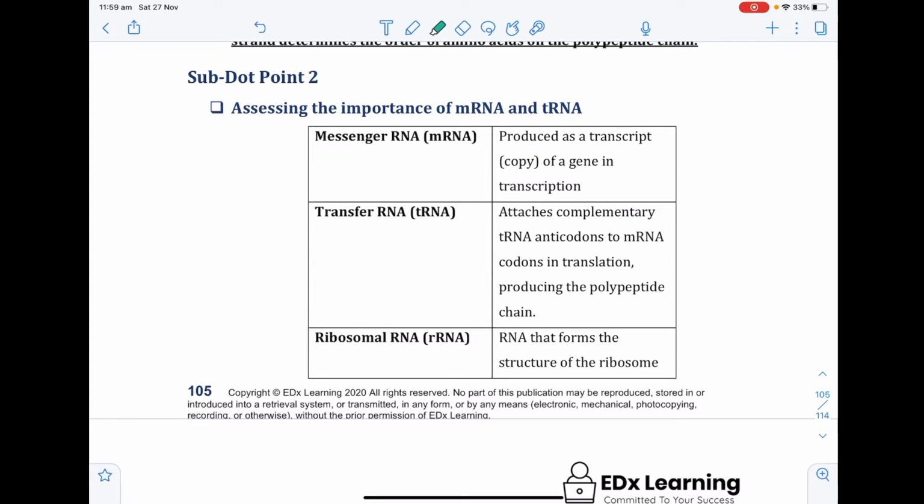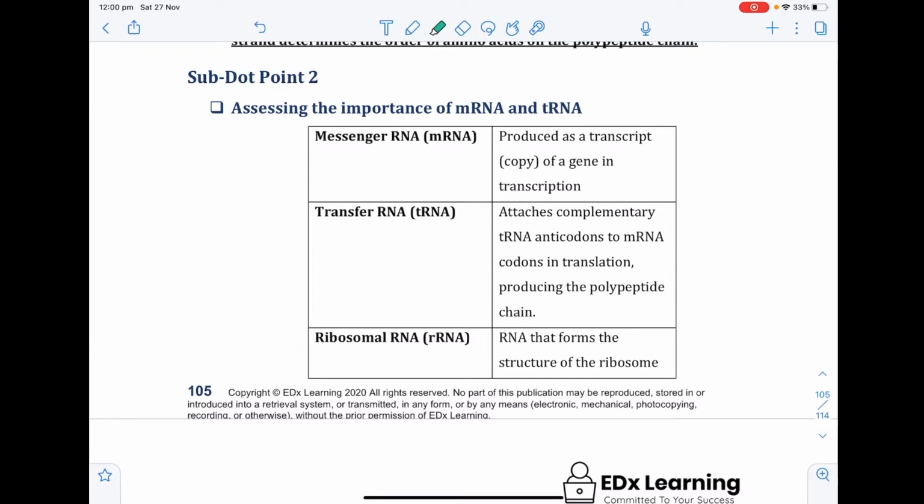Does that make sense? It's like a car with no fuel, right? You have the ribosome, but without tRNA, you can't produce an amino acid, a polypeptide. Make sense? So it attaches complementary tRNA anticodons to mRNA codons in translation, producing the polypeptide chain, right?